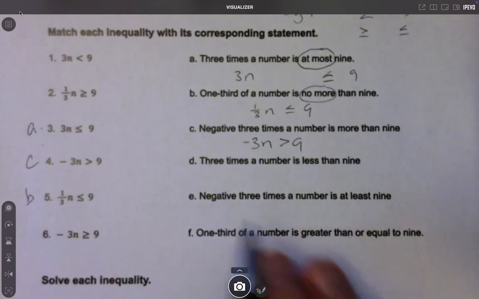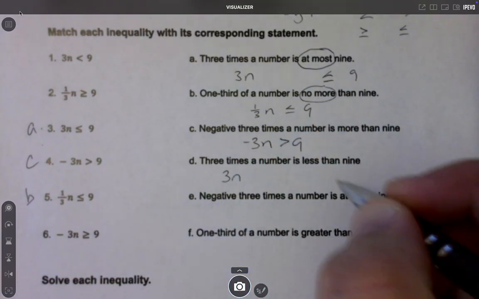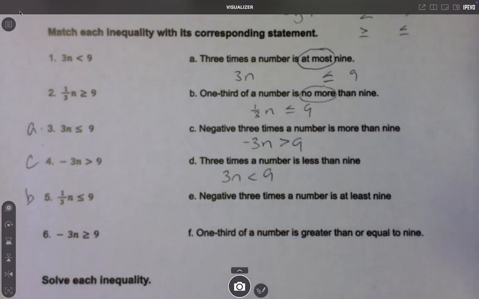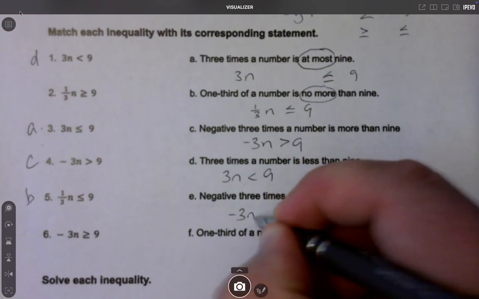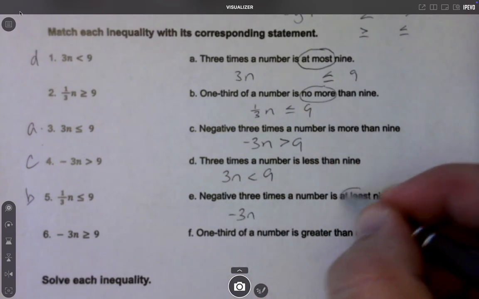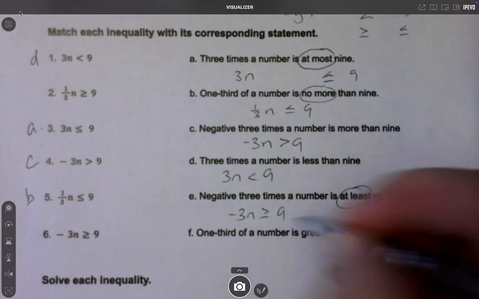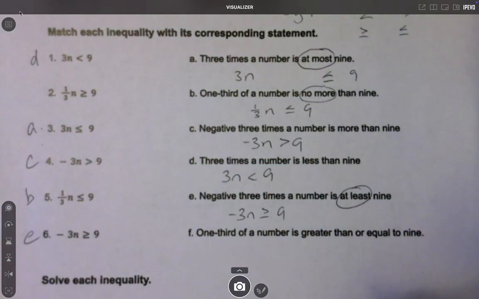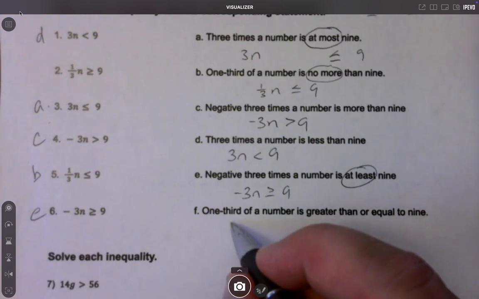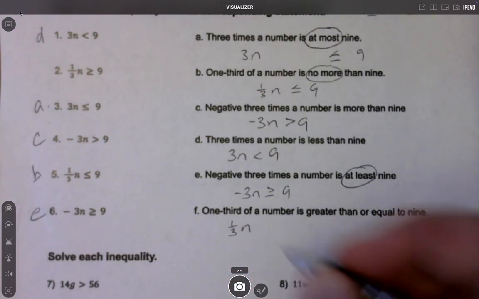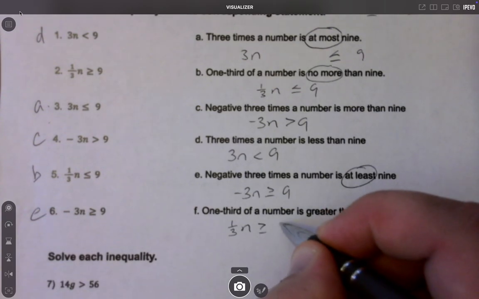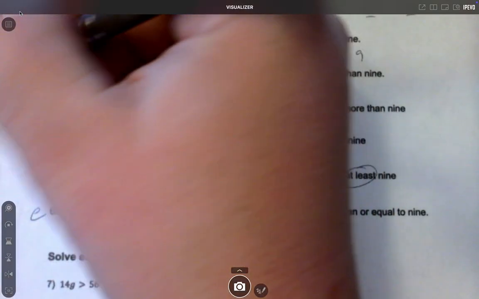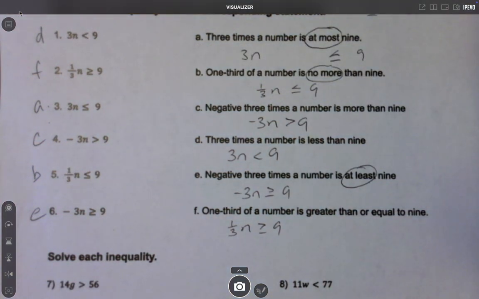Okay, 3 times a number, 3n, is less than 9. So that goes up with number 1. Negative 3 times the number is at least, remember at least means greater than or equal to 9. So that goes with number 6. And I know you can figure this out by the process of elimination, but let's go ahead and interpret. 1/3 of a number, 1/3 times n, is greater than or equal to 9. So that does line up with what number 2's inequality is.